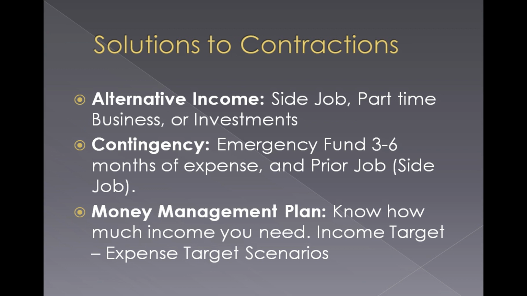I'm going to get into a little more detail in the next personal finance tutorial, and that one's going to cover a lot of the stuff here. I just wanted to bring this in so you guys see some of the things you can do if you have contractions. Contractions could be job losses or business losses. You want to make sure you have at least one of these in mind, so you know exactly where to go, or have some idea of how to handle it. So you have alternative incomes, contingencies like emergency funds, and your money management plan, which is going to be doing income targets and expense target scenarios.